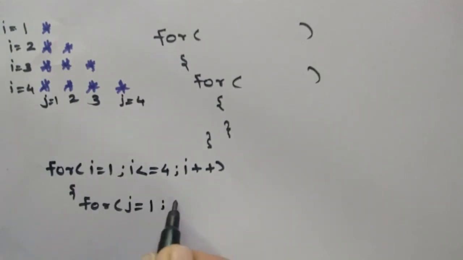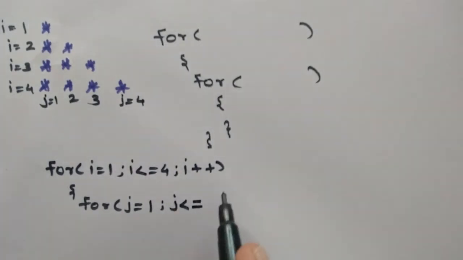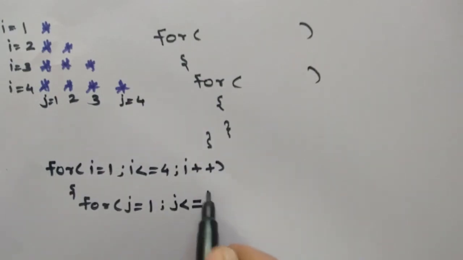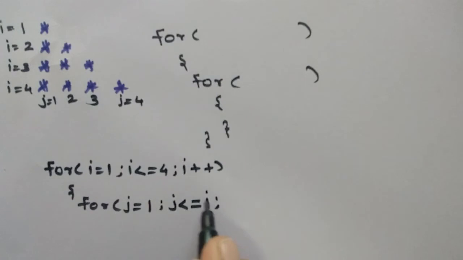Okay, and write j less than equals to. If you write 4 here, see, it is compulsory to write the less than equals to I. If you write 4 here, then it will give you a square pattern of stars. So, strictly less than equals to I. I is a must. I will show you why to write this.